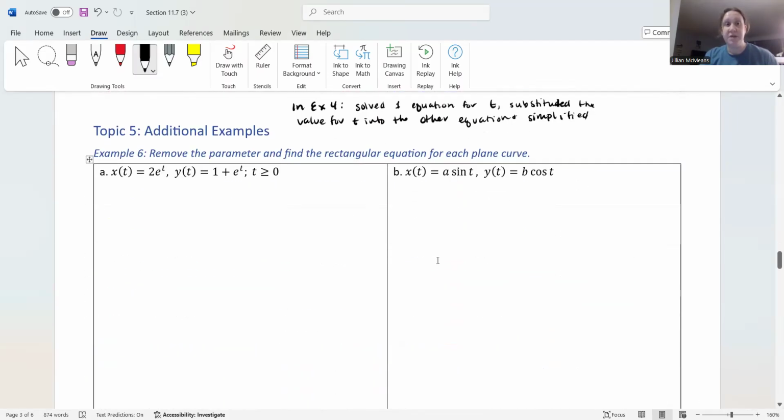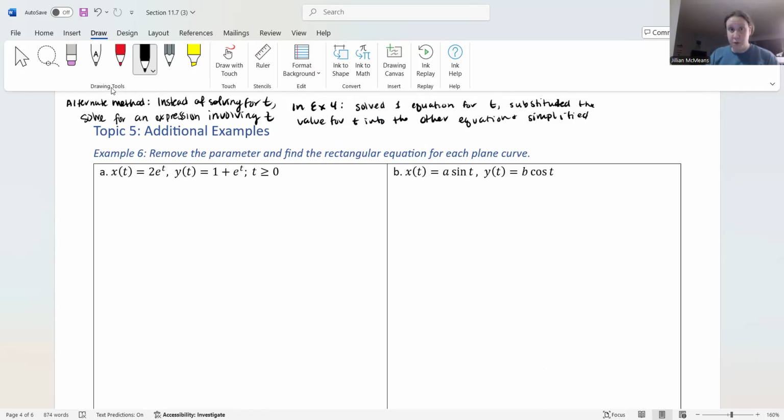Okay, down here for example 6, we're going to do it a little differently. Instead of solving for t, we're going to solve for a particular expression. So, alternate method: instead of solving for t, solve for an expression. Now, it can't just be any expression, it has to be an expression involving t. So that's what we're going to do here for example 6, part A.